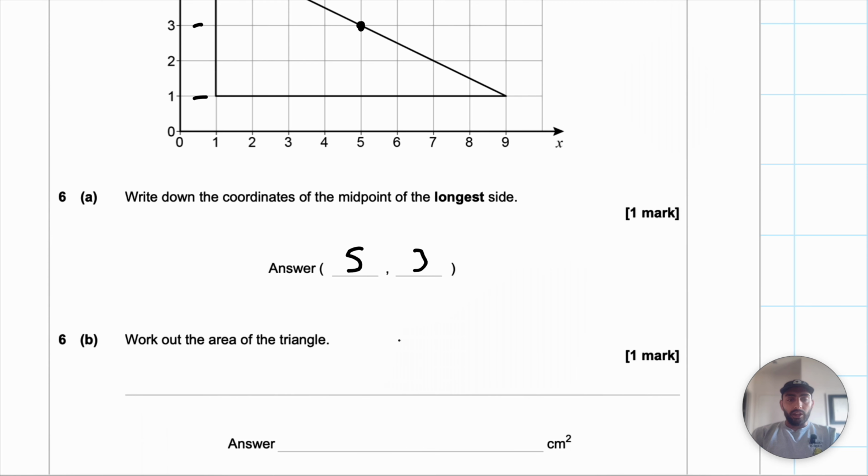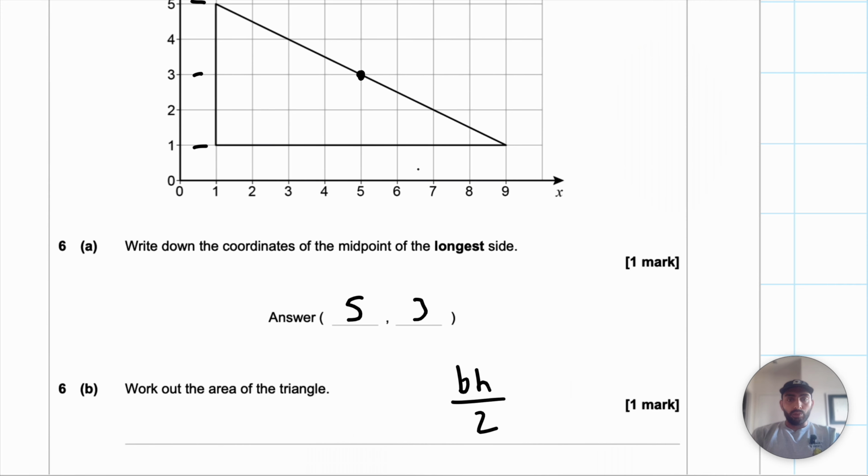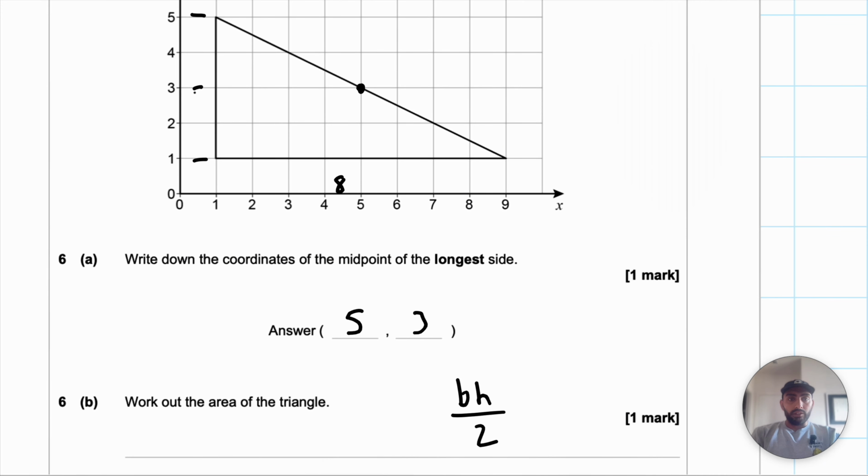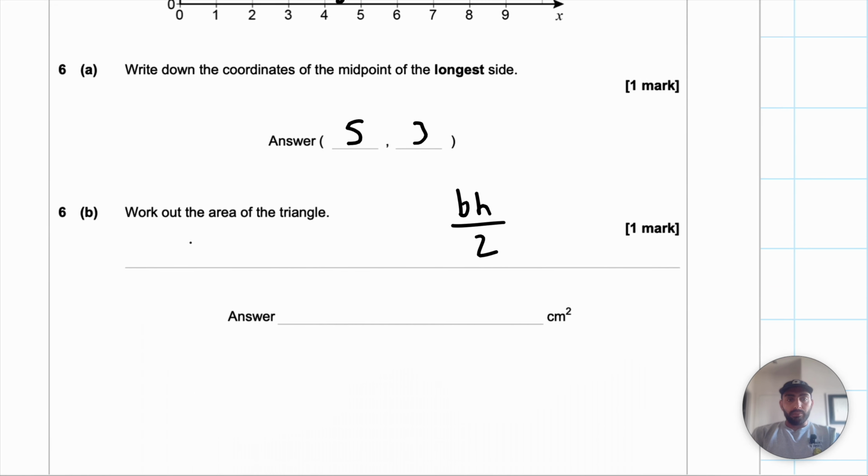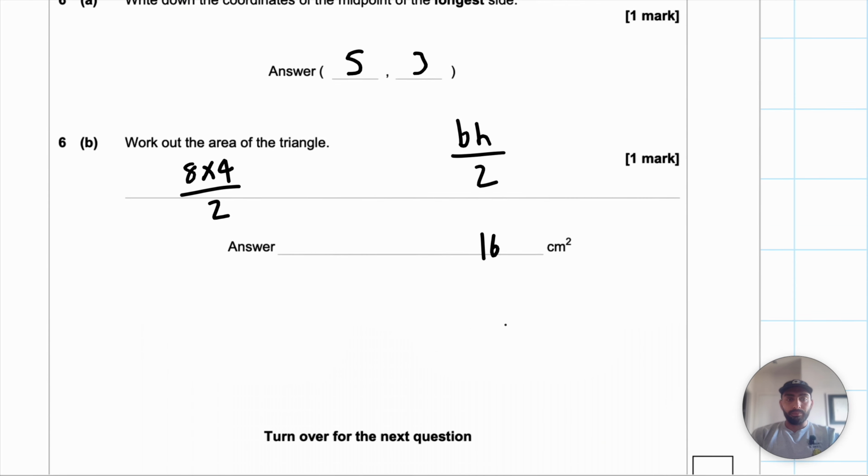Part B, work out the area of the triangle. To work out areas of triangle, we do base times by height, and we divide that by 2. The base here is 1 to 9, so that's a difference of 8. And the height is 1 to 5, so that's a height of 4. So we're doing 8 multiplied by 4, divide that by 2. Instead of doing that, you can just do 8 times by 2, as I just divided that by 2. So 8 times 2 is 16.